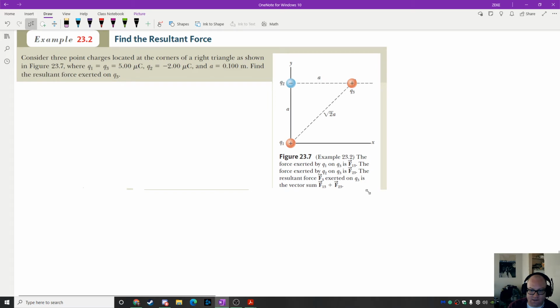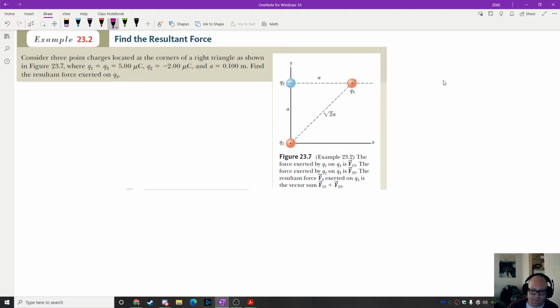It's probably better. So we have 3 point charges that are located at the corners of a triangle, as shown, where we have values for each of them. Q1 and Q3 are both 5, so these two are actually the same charge, just at different locations. And then Q2 is -2, and we know the value of A is 0.1 meters. We want to find the resultant force exerted on Q3. So in this situation, we're basically saying Q2 is fixed in place, Q1 is fixed in place. We are only going to look at the forces acting on Q3 right here. Okay? So, yeah, let's do that.